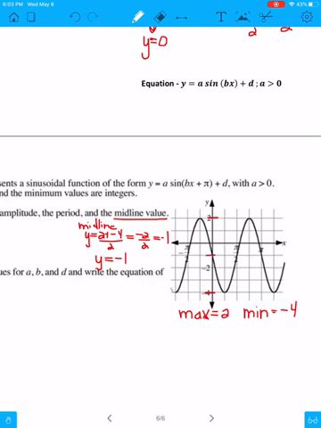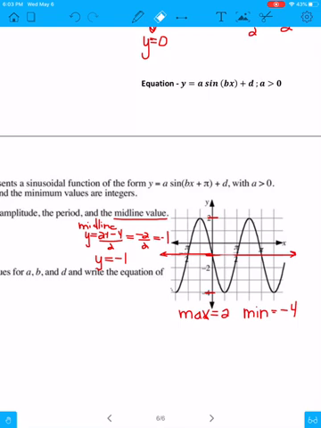So I'm going to go to where -1 is and draw it across. If I count up from it, 1, 2, 3. If I count down from it, 1, 2, 3. So it's the same amount down as it is up, so I know I'm right. And that's the midline.